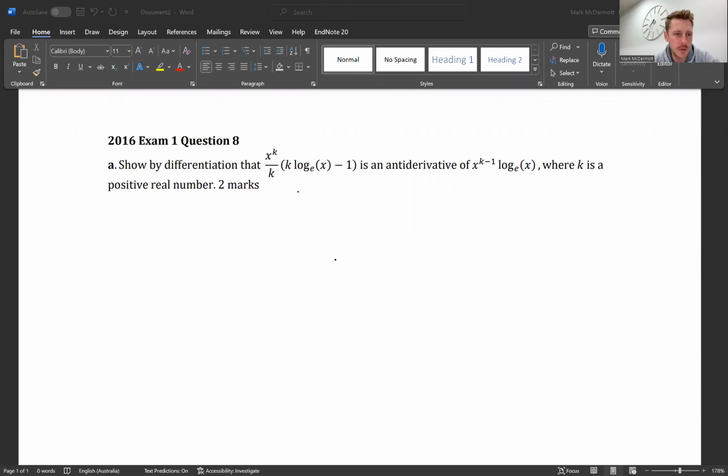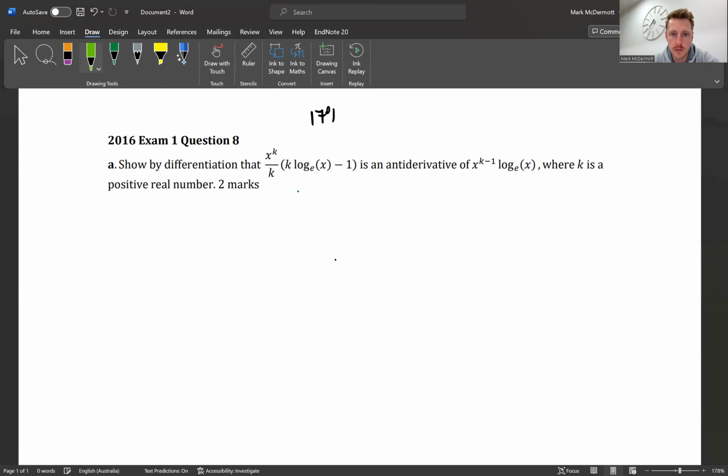So this question is a 2016 exam one, question 8. Only 17% of students got the 2 marks, so it's a pretty tricky one. Show by differentiation that x to the power of k over k times k log base e of x minus 1 is an antiderivative of x to the k minus 1 log e of x, where k is a positive real number.